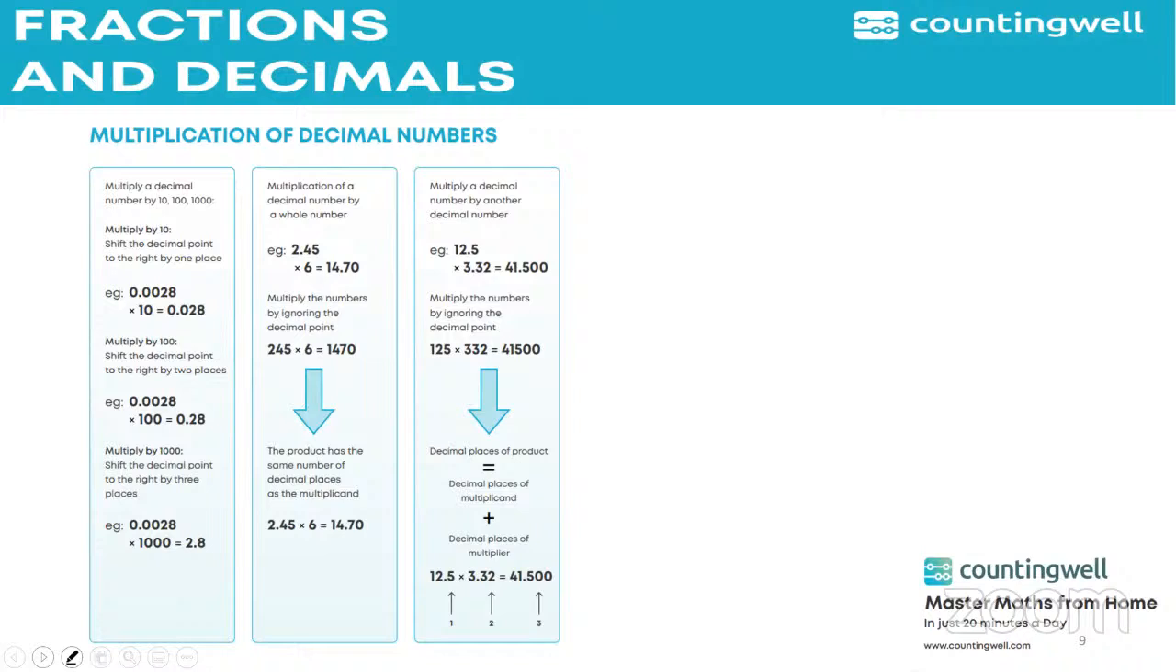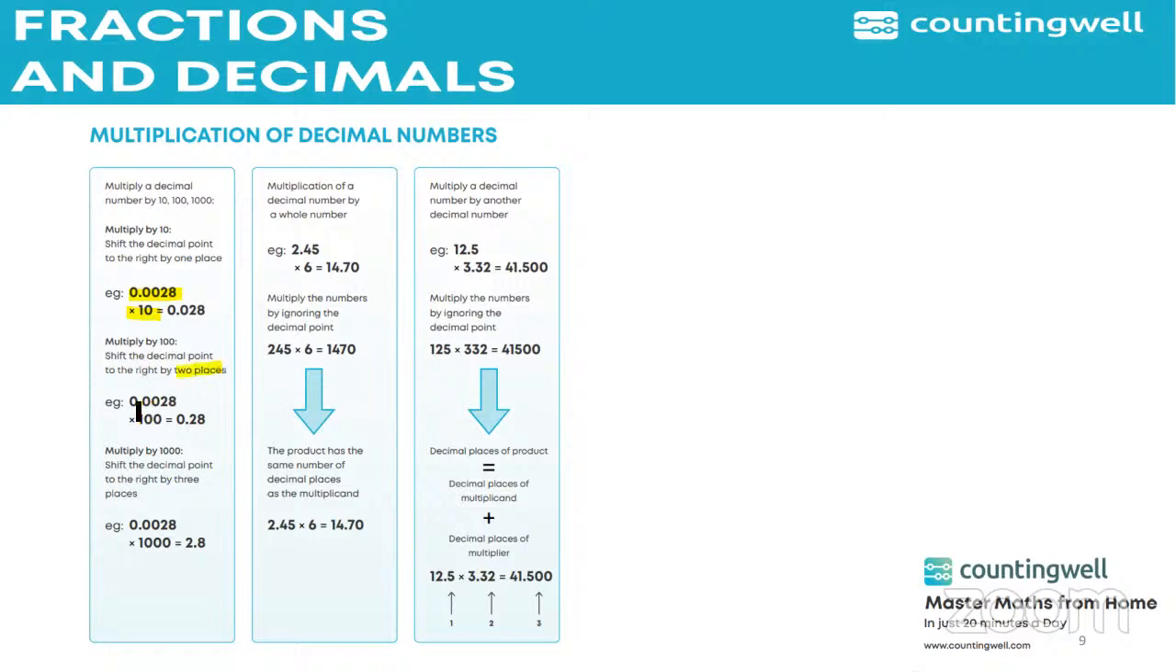Now let us see the multiplication of decimal numbers. We can multiply a decimal number by 10, 100, 1000, or we can multiply it by any whole number or by another decimal number. So let us see the first example where we are multiplying a decimal number by 10. In this case, we have to shift the decimal point to the right by one place. So we can see here the decimal point is here, and once we have shifted it to the right by one place, we will get 0.028.